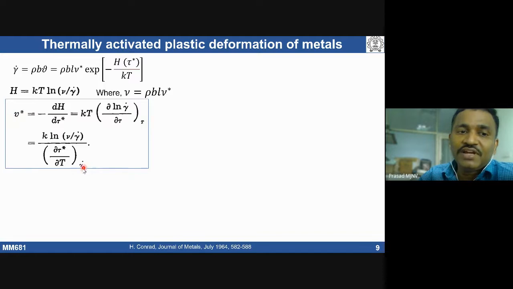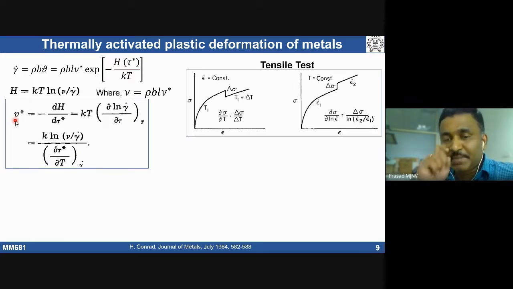Or, maintaining constant strain rate and changing the temperature can also give you the activation volume. The simple way is that people do a jump test. Here, for example, I'm talking about a tensile test, which gives a stress-strain curve. At a given temperature, I'm maintaining a constant strain rate.